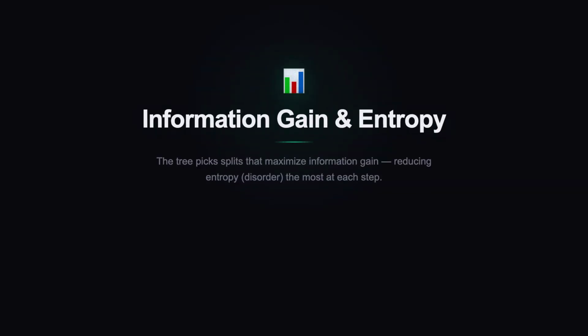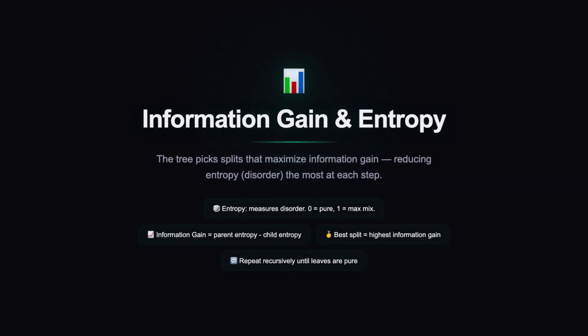How does the tree decide which question to ask first? It uses a metric called information gain based on entropy. Entropy measures how mixed or impure a group is. A group of all cats has 0 entropy. It's pure. A 50-50 mix of cats and dogs has maximum entropy. The tree picks the question that reduces entropy the most, the best split.